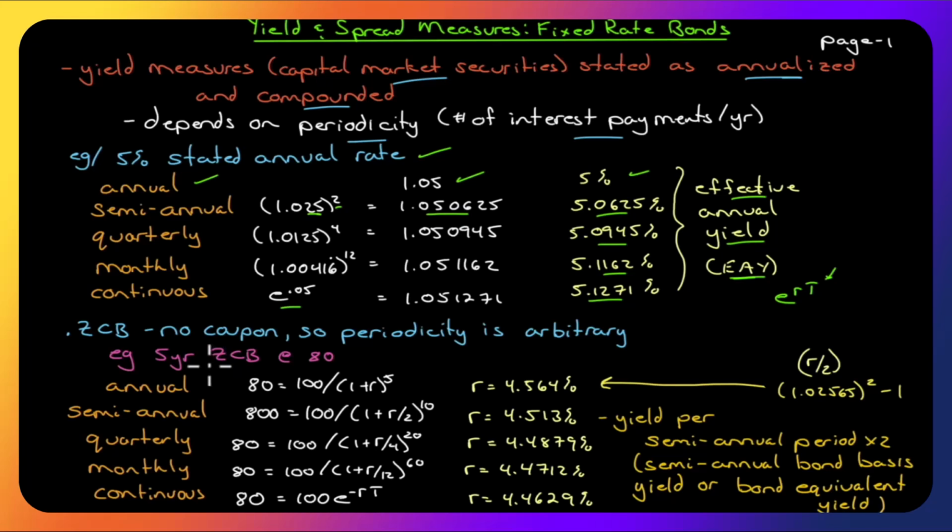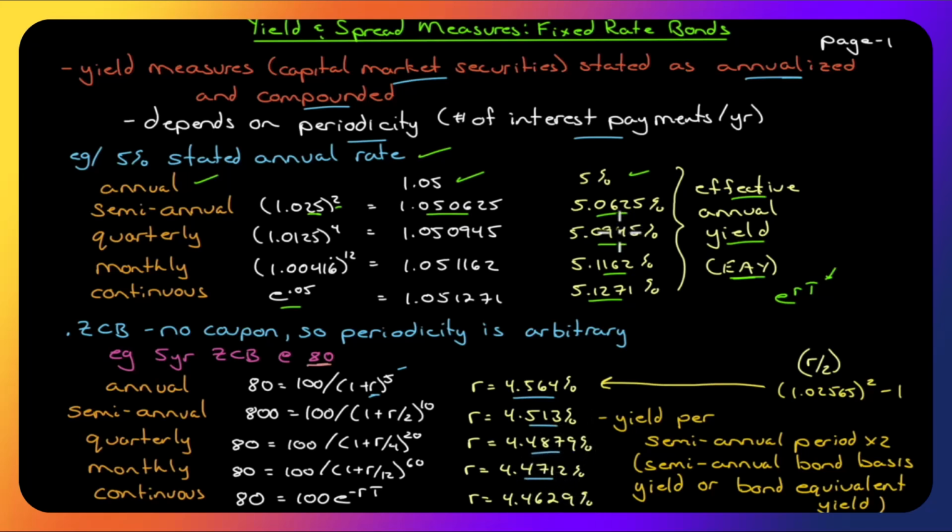So let's say we have a 5-year zero coupon bond at 80, and we're going to try different periodicities here. So annual, it's just discounting at R for the 5 because it's a 5-year bond. So we just solve for R. You just rearrange this, solve for R. You'll get to 4.564.